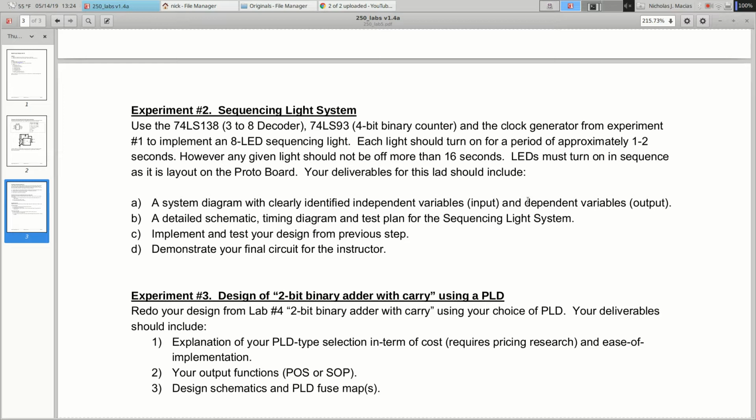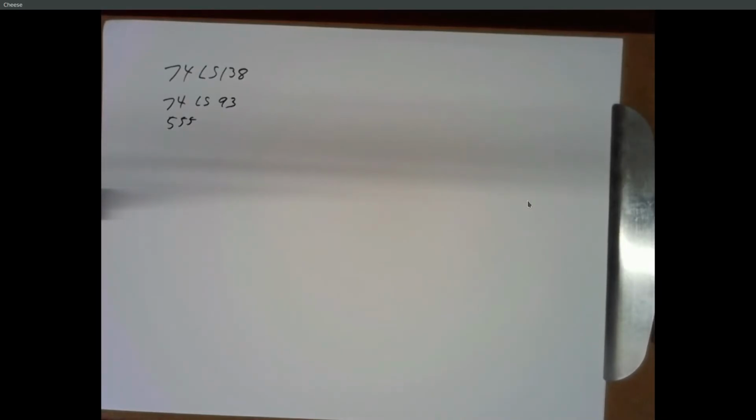All right, good on experiment 3? All right, let's look at experiment 2. This is one of these times where I'm going to give you some hints. And you don't have to follow them, but they may make your life easier. So our goal is to use a 74LS138. That's a decoder. A 74LS93. That's a counter. And a 555. All right, 555 you already know about. We've talked about that one. That generates an output that just toggles between 1 and 0.